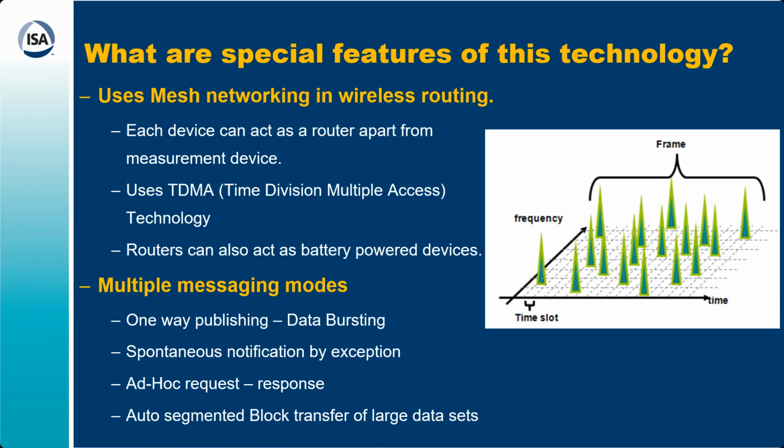Suppose you have a vibration sensor, and the vibration sensor wants to send data of say 16,000 points once in a shift. You can do that with automatic block transfer using this data set. So such kinds of special features are also available in WirelessHART.